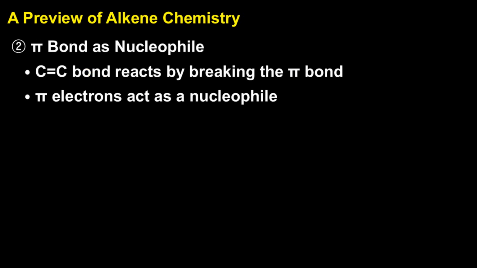So here's the key idea. The pi bond is electron-rich, and that's why it can act as a nucleophile. In most reactions, the double bond breaks the pi bond and uses those electrons to form a new bond with an electrophile. Think of those pi electrons as a reactive lone pair, reaching out to attack anything electron-poor. That's how most alkene reactions begin, with the double bond making the first move.